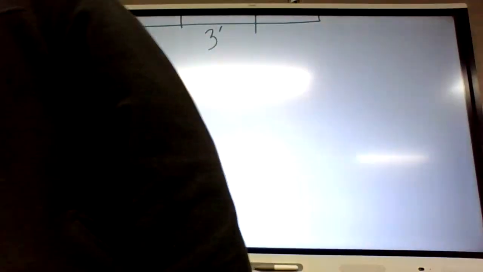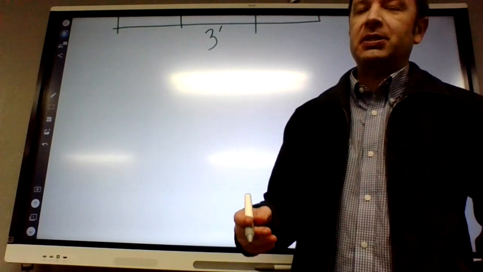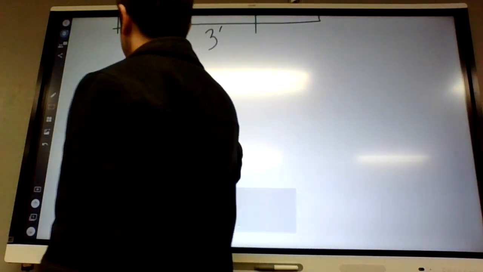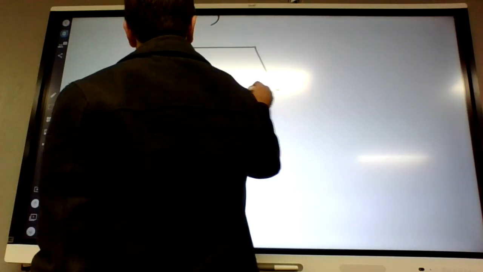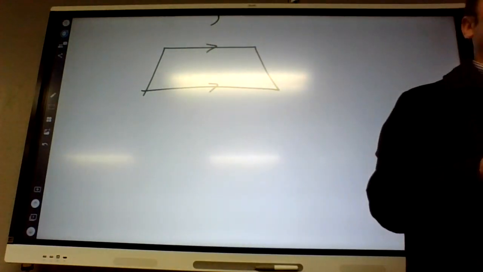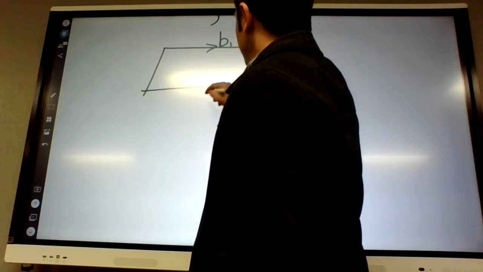Today we're finding the areas of trapezoids and kites and some rhombus. You guys remember the definition of a trapezoid? What makes a trapezoid a trapezoid? One pair of parallel sides. Okay, one pair of parallel sides. Remember what we call the parallel sides? Bases. So we've got base 1 and base 2.